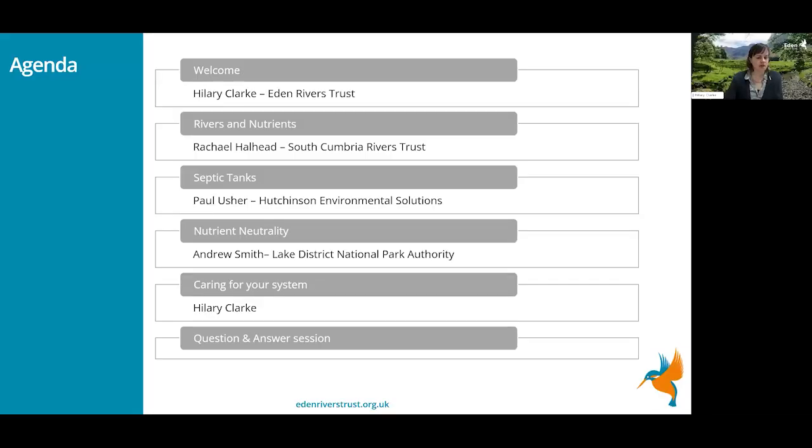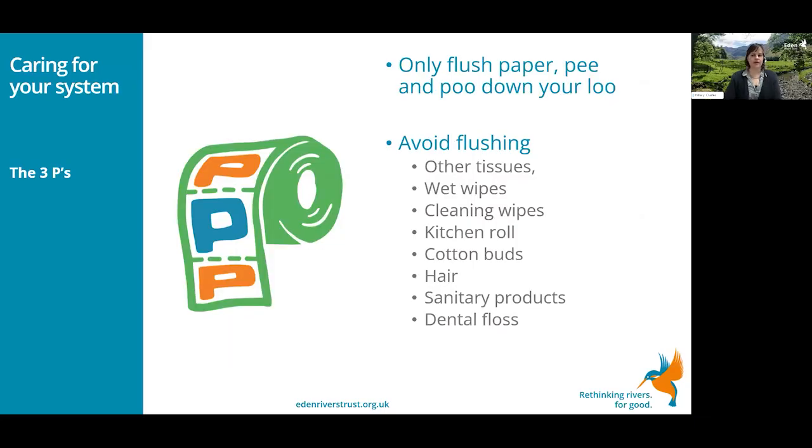So I am now going to do a little summary on what the next steps are for people, and then also things to think about as well. So think about caring for your system. These apply whether you're using a septic tank or another non-mains drainage system, or whether you're on mains drainage as well. So the key thing here is about the 3 Ps that we talk about. So only flushing pee, poo and paper down your loo.